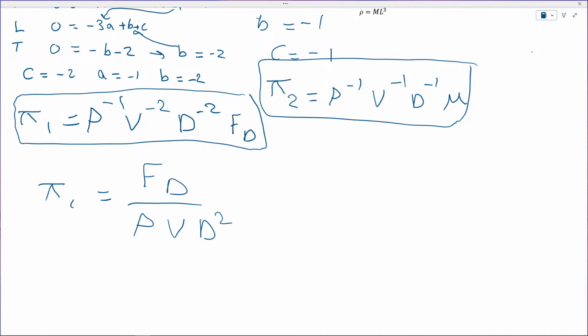And then that term, if you know fluid mechanics, you would know it's called the drag coefficient, CD. That's my drag coefficient. Now let's look at pi 2. Let's make it look more beautiful. So pi 2 is equal to mu over rho v d.